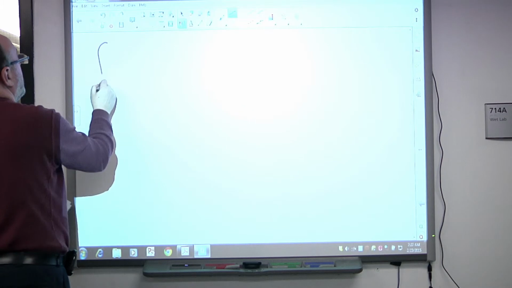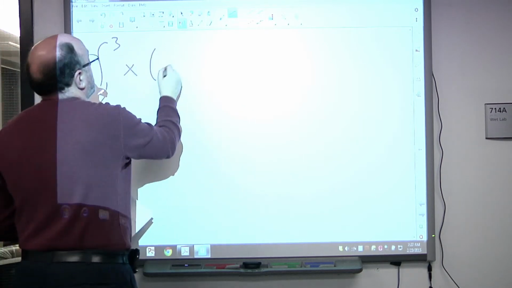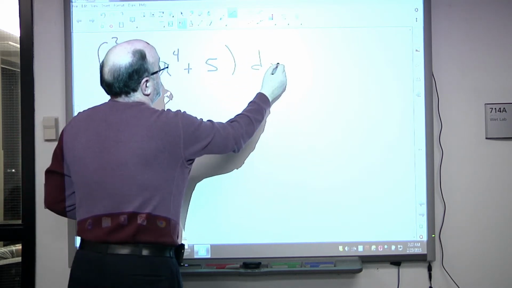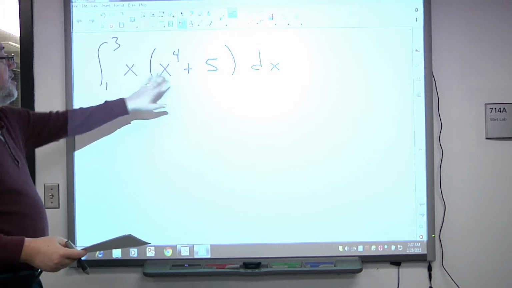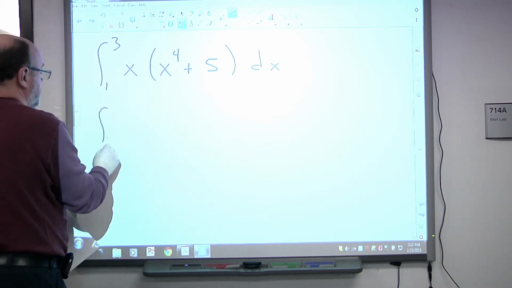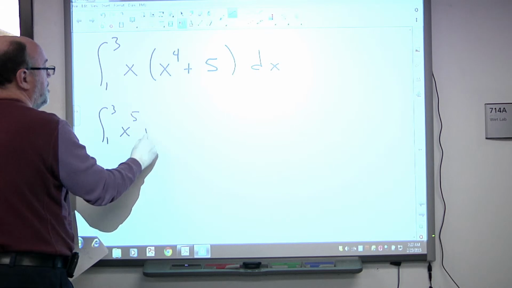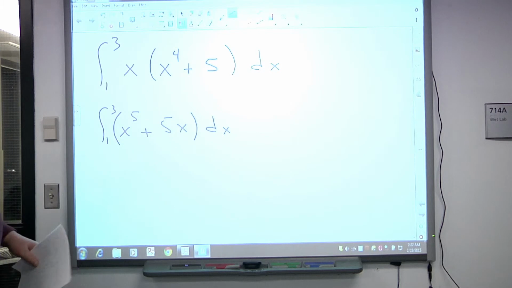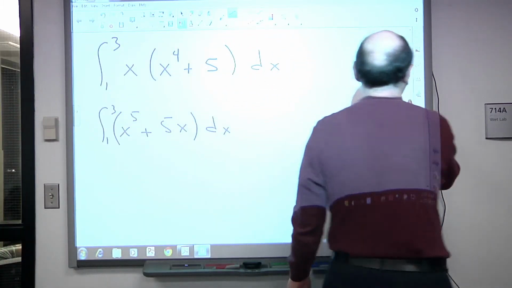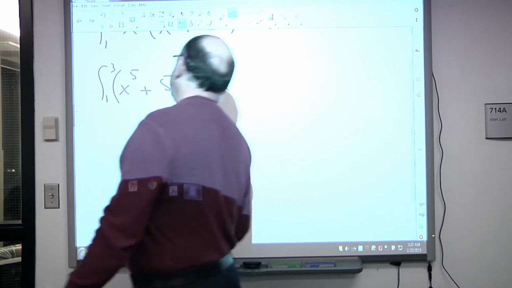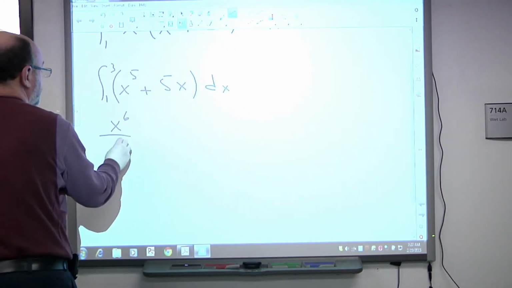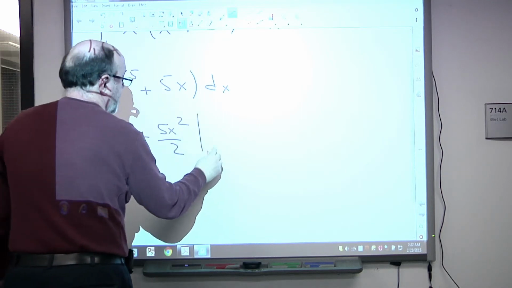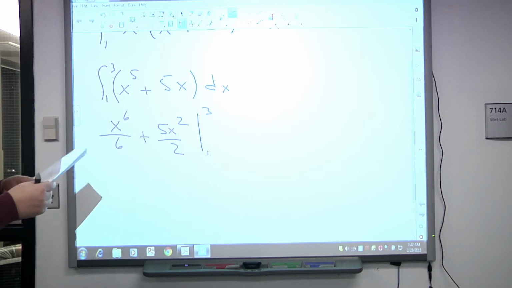So we want to do the integral from 1 to 3 of x times (x to the 4th plus 5). So in this case, for this first one, we want to first take care of this and multiply this out. So 1 to 3, x to the 5th plus 5x dx. Right? Now that we got it like that, again, we can integrate. So x to the 6 over 6, plus 5x squared over 2, evaluated from 1 to 3.